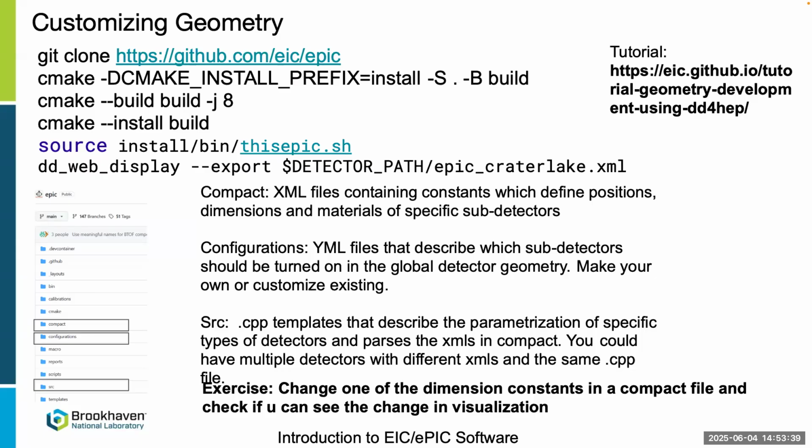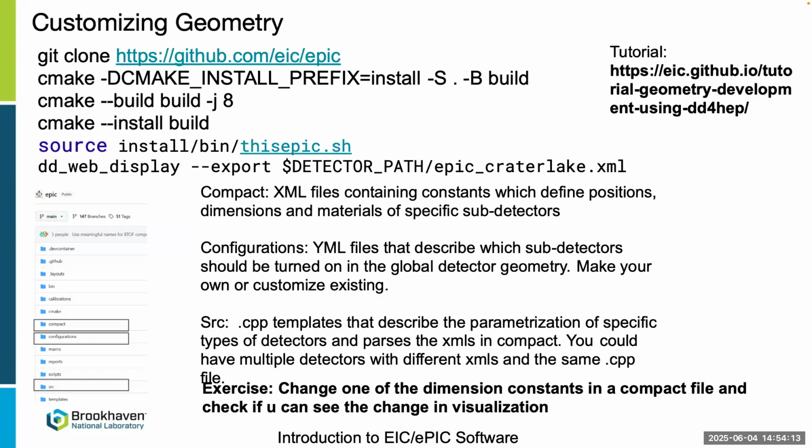So if you're just doing iterative development on a particular detector, you can turn off other ones that you're not interested in. And then the last one was the source folder, which basically contains all the .cpp templates that describe the parameterization of a specific type of detector. This is what persists the contents of the XML files. So you can have multiple detectors with different XML files, but they all have the same .cpp template. It reduces the amount of source code you have to write for describing the same geometry.